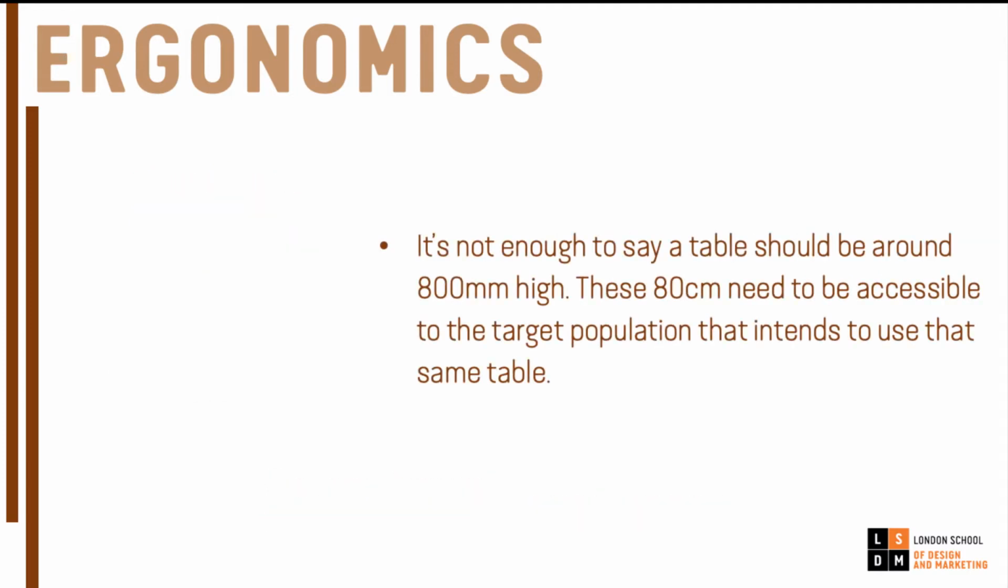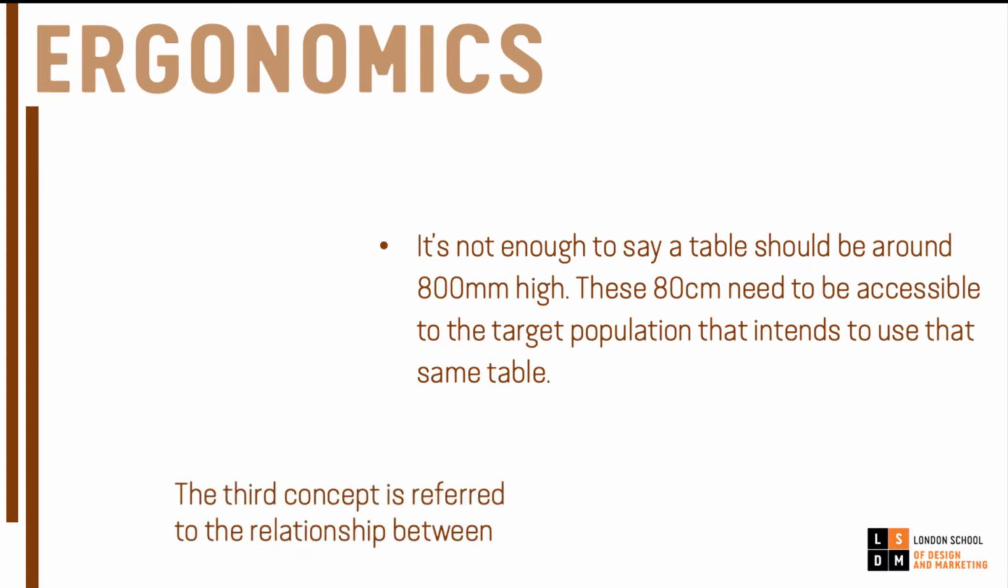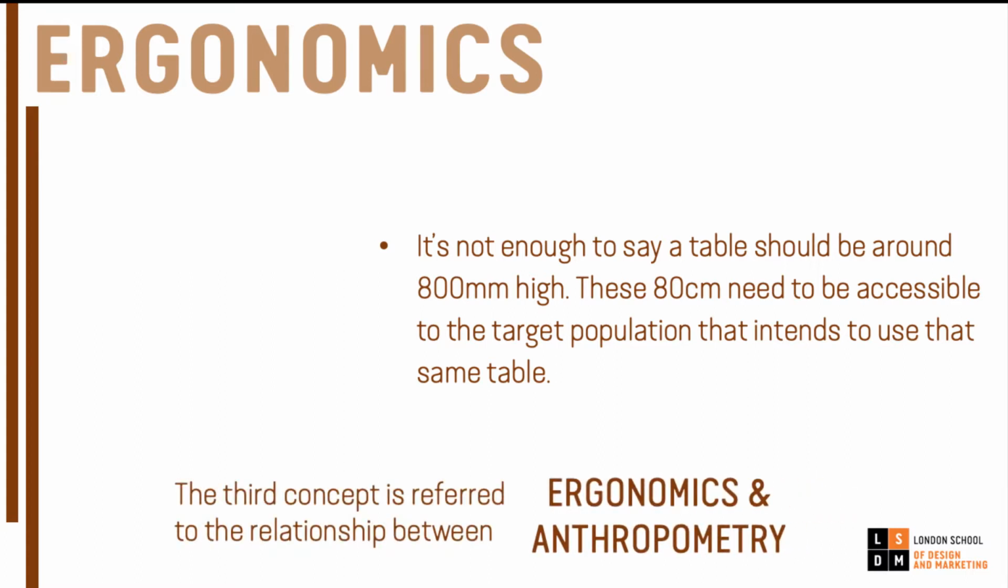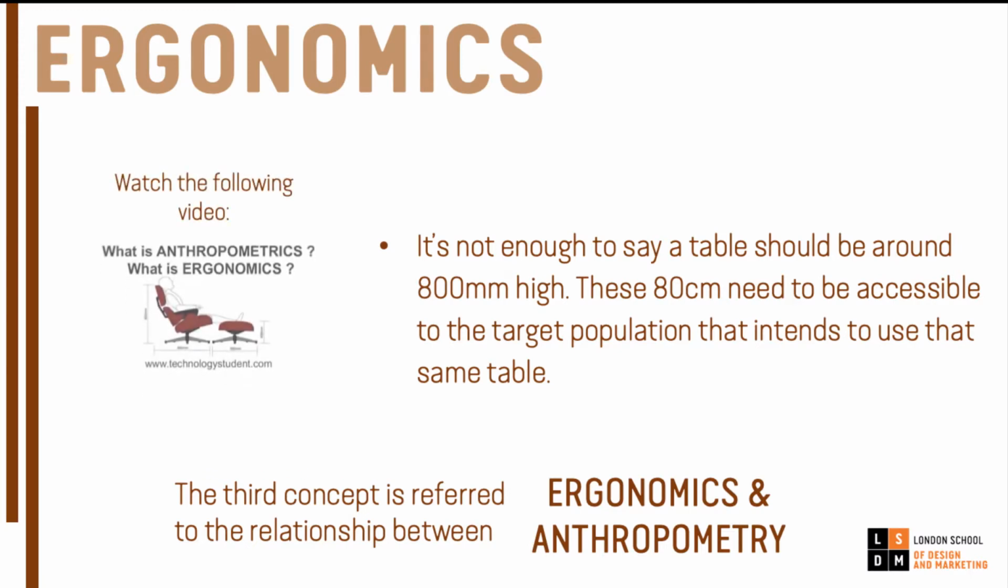It's not enough to say a table should be around 800 millimeters high. These 80 centimeters need to be accessible to the target population that intends to use that same table. The third concept is referred to the relationship between ergonomics and anthropometry. Watch the following video to better understand.